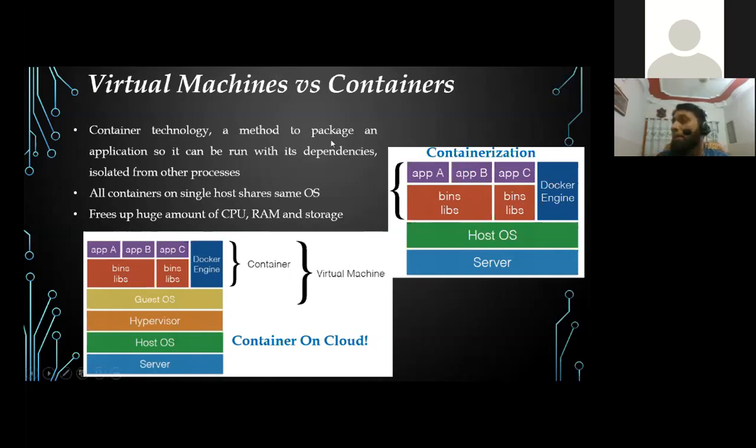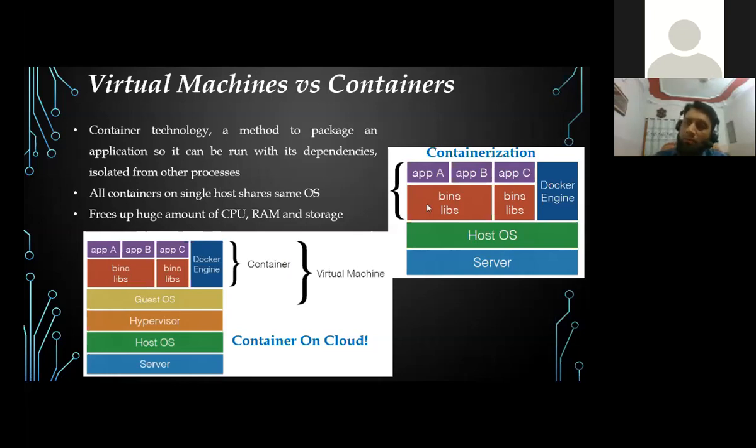On the other hand, each container, like this is one container and this is another container, only has the application installed and some libraries or binary files. And you can see sometimes a container has one application and one library. Sometimes a container could be a combination of two. A container could contain more than one application.